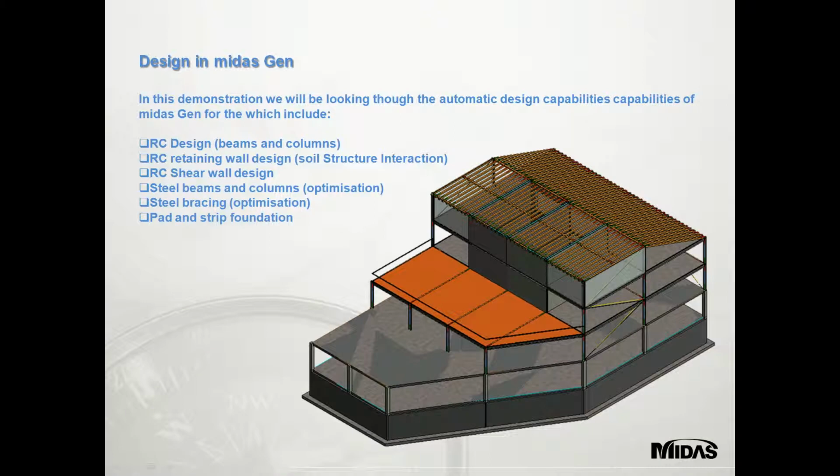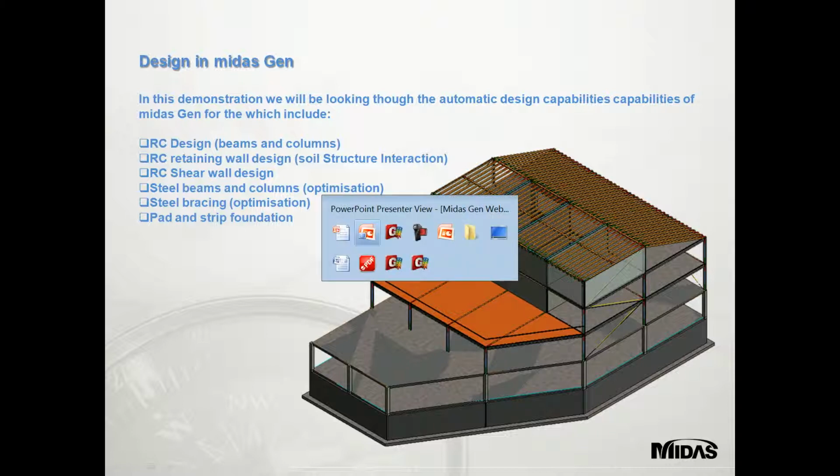So now I'm going to show you how to automatically design some of the elements listed here on the slide. We'll take you back into the program. We'll look at a reinforced concrete column. We'll also look at the steel design and briefly look at the optimization. We will then look at the slab design and also the wall design. So bear with me, I'm just going to go straight back into the program and start that process again.